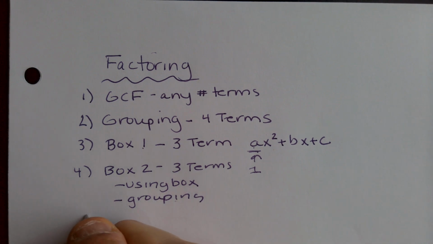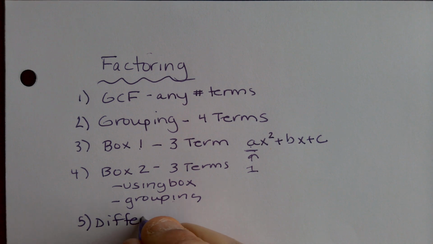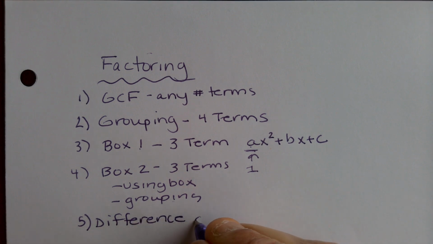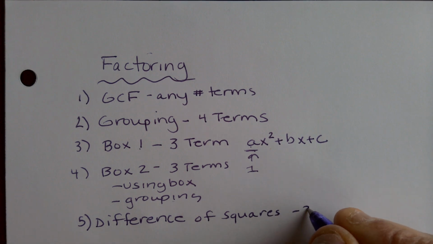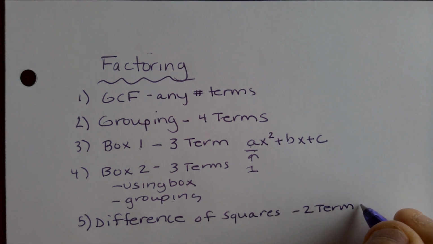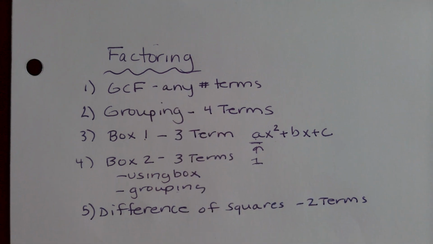Again, we'll go through all these in the review, but I want to get this up to refer to throughout. The 5th one we talked about was a difference of squares. How many terms was that? Good, I hope you said 2. Other than GCF, it's the only one that you can try for 2 terms.